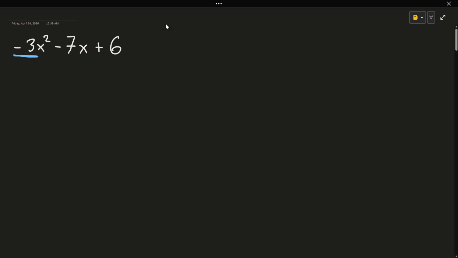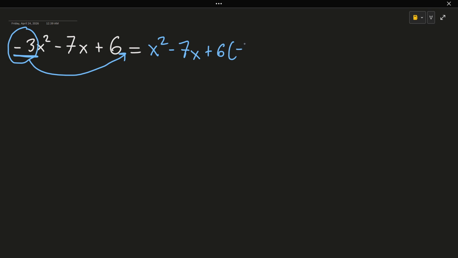In this case, I'm just going to write it here for the sake of space. What are we going to do? Slide negative 3 beside 6. Include the negative sign. So we have x squared minus 7x plus 6 times negative 3. Then multiply the numbers. So you will have negative 18.